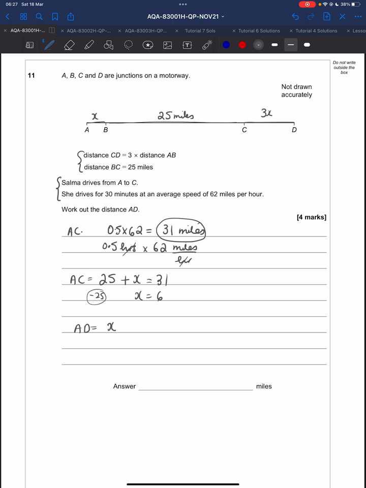A to D is X plus 25 plus 3X. So it's 6 plus 25 plus 18, because X is 6. So it's 31, 41, 49. 49 miles.